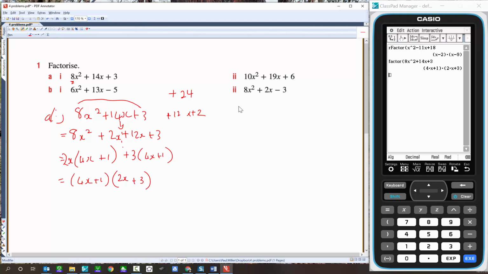Right, let's do this second one. 10x squared plus 19x plus 6. All right, so again, what we do is we get our target number by multiplying that by that value there, which is 60. All right, now what we've got to do is find two numbers that multiply together to equal 60 that can be added together to equal 19. All right, so I think it's going to be 4 times 15, okay, because 4 plus 15 is equal to 19x. So let's go ahead and split the middle term.